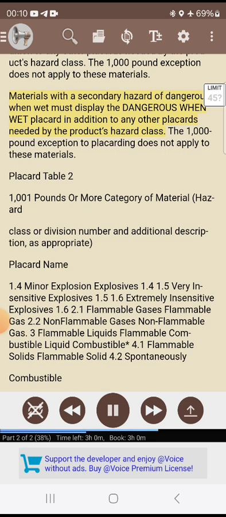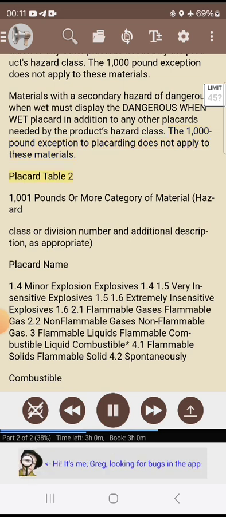Materials with a secondary hazard of dangerous when wet must display the dangerous when wet placard in addition to any other placards needed by the product's hazard class. The 1,000-pound exception to placarding does not apply to these materials. Placard Table 2. 1,001 pounds or more.